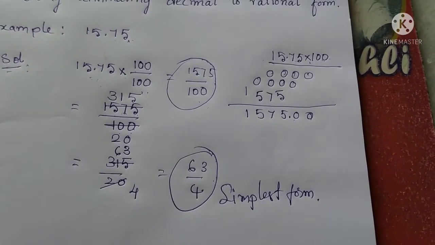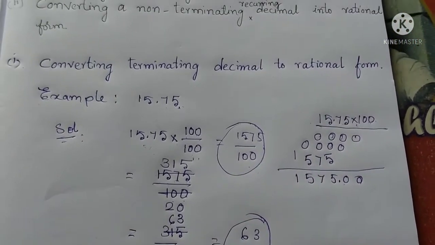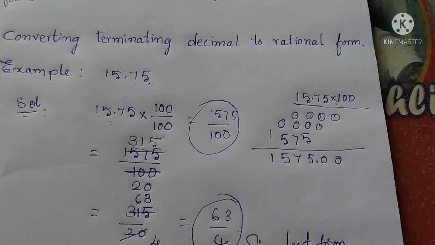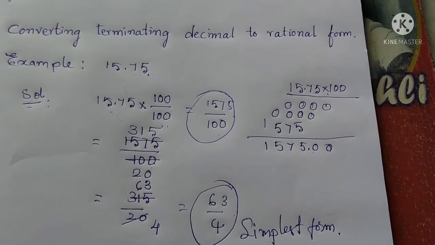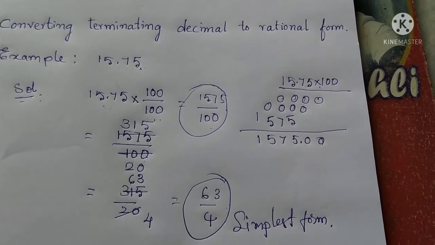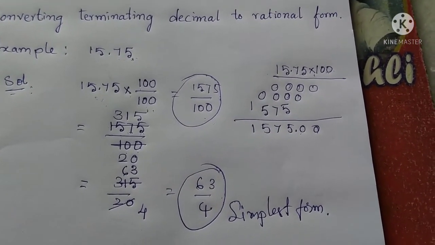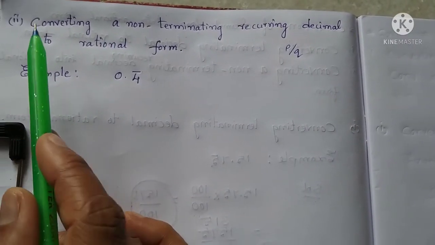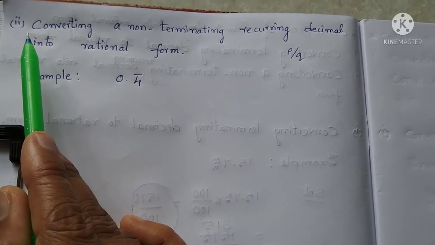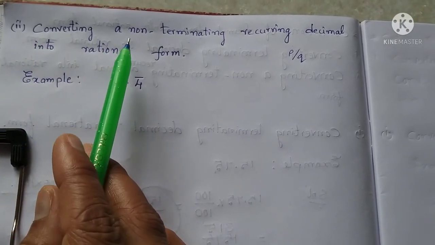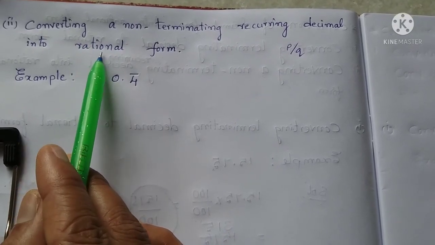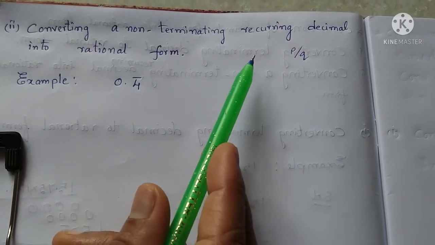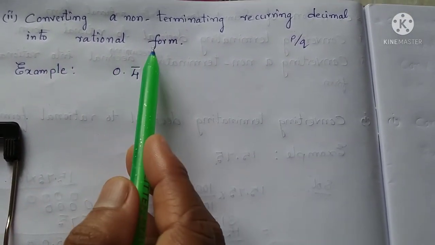Okay. The next one is converting a non-terminating recurring decimal into a rational form. First one completed. What is the first one? Converting a terminating decimal into rational form. So this is the second concept: converting a non-terminating recurring decimal into rational form.